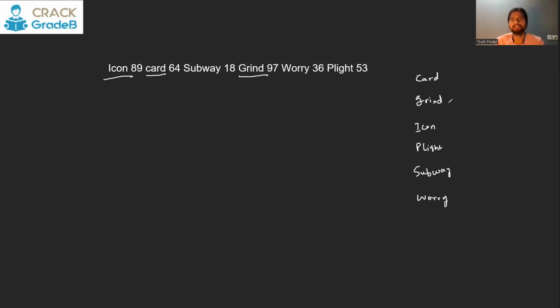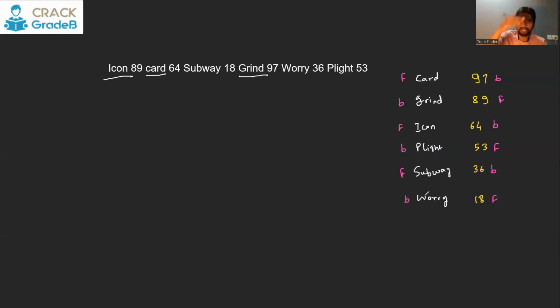And the numbers we are going to write in descending order. The biggest number here is 97. Then comes 89, then 64, then 53, then 36, and lastly 18. So in the first go, you know what happens? This goes in the front, this goes in the back. Then back, front, front, back, back, front, front, back, and lastly, back, front.